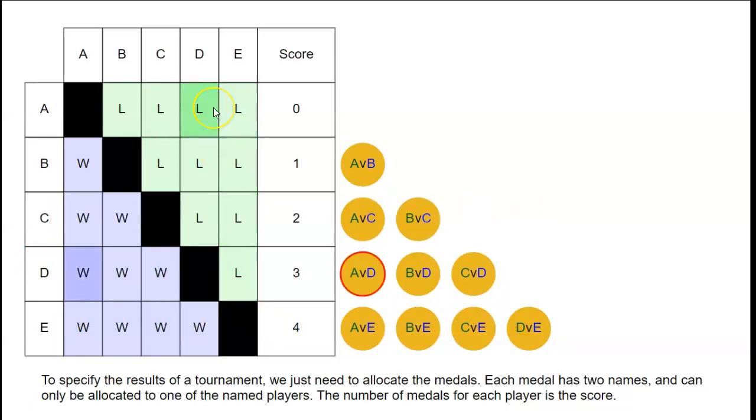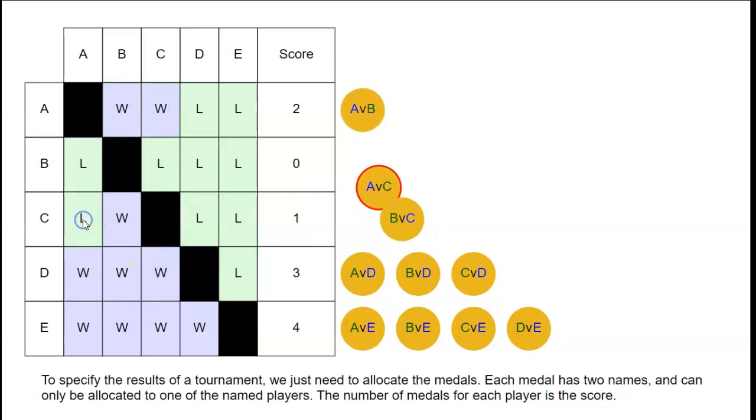Okay. But notice, there's a kind of constraint on how we allocate the medals. This medal is the A versus B medal. That can only go in A's row or B's row. It can't go in any other row. Similarly, if we look at the A versus C medal, that can only go in A's row or C's row.